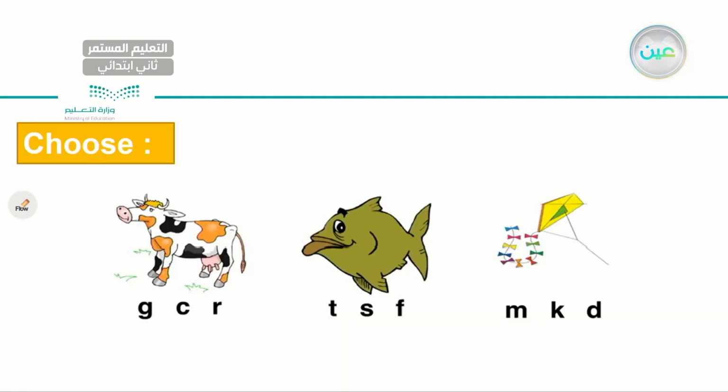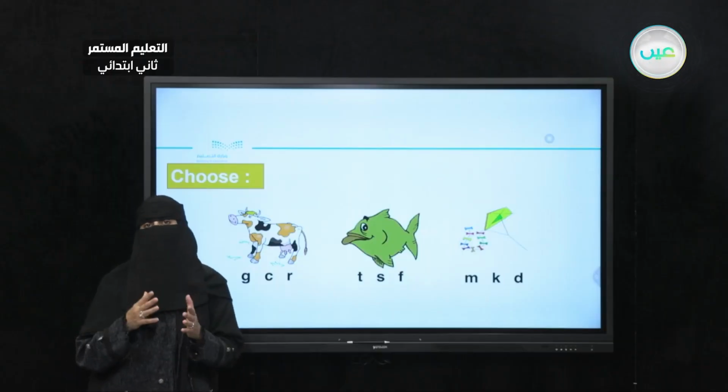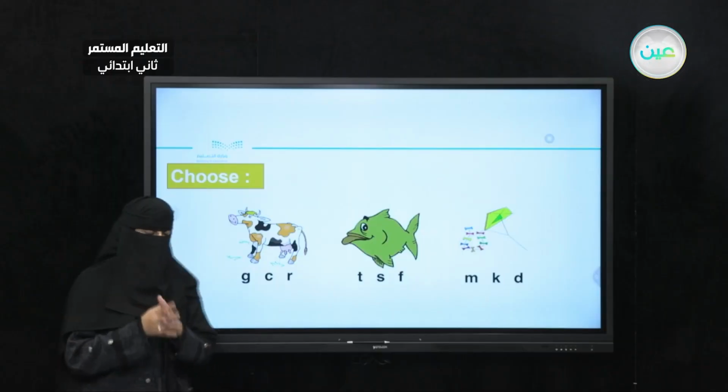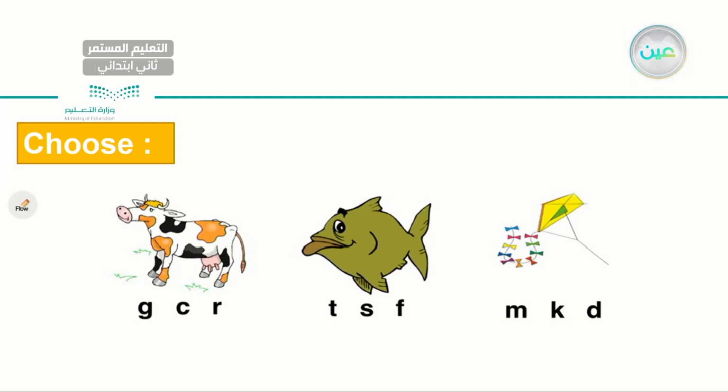Now, how about this? I will read the word for you, okay? And you will help me out to circle the letter that you can hear, okay? Starting from the picture to your left, it's a cow. So below I have G, C, and R. What do you think is the letter? The letter is C. Very good. Cow. Excellent. Let's move to the next one.